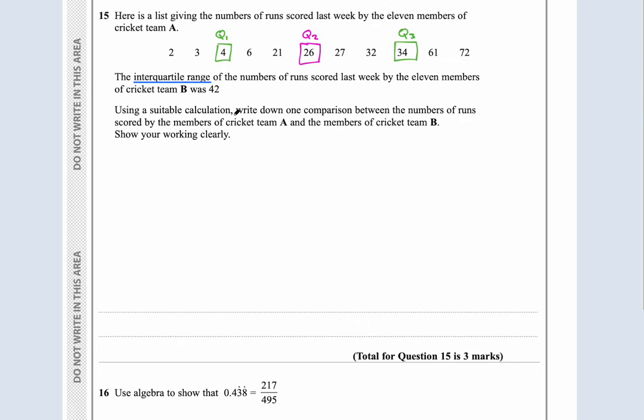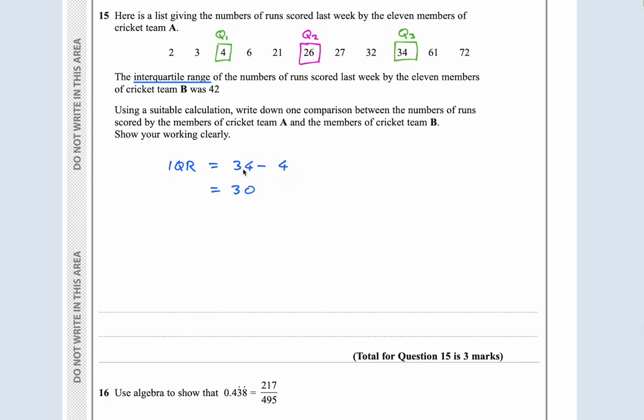So the interquartile range, IQR, is equal to 34 minus 30, is equal to 4. Now he says, using a suitable calculation, write down one comparison between the number of runs scored. So their interquartile range was 4. Sorry, what am I doing? It's 34 minus 4. I was wondering, guys. 34 minus 4, which is 30.